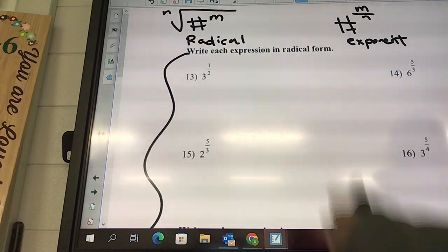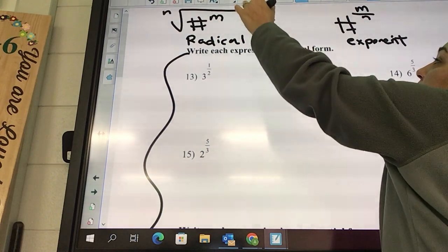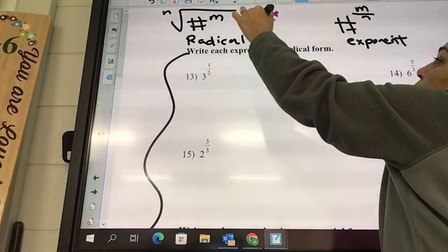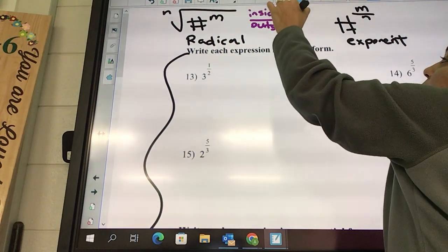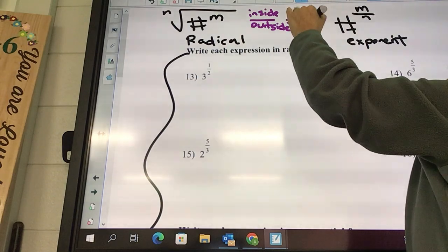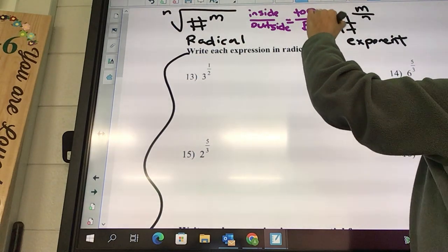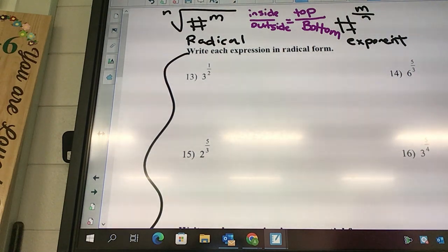And then it goes like this: the inside over the outside is the same as the top over the bottom. That's the official cheater way. Inside, outside, top, bottom.